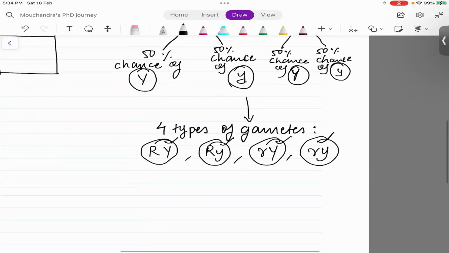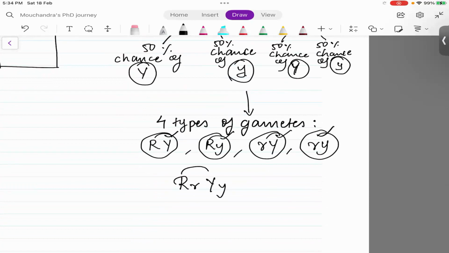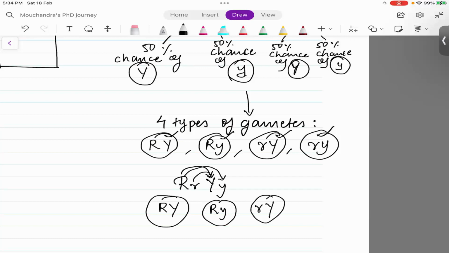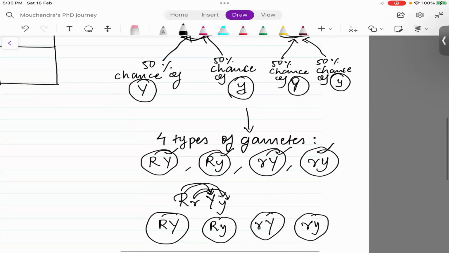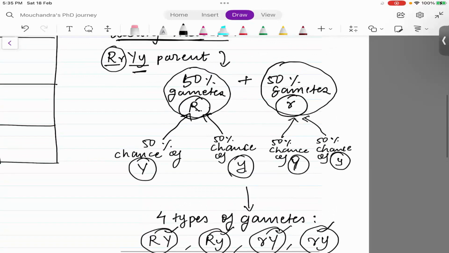You can simply do it like this. Capital R combined with capital Y is one type of gamete. Combined with small y, this is another type of gamete. Now you are done combining for capital R. Now do the same for small r. Small r is combined with capital Y, which is another type of gamete. And small r is combined with small y, which is another type of gamete. So the same result is obtained from two types of explanations.